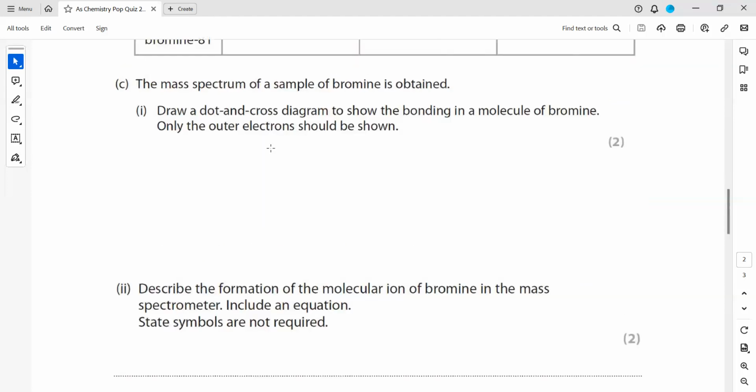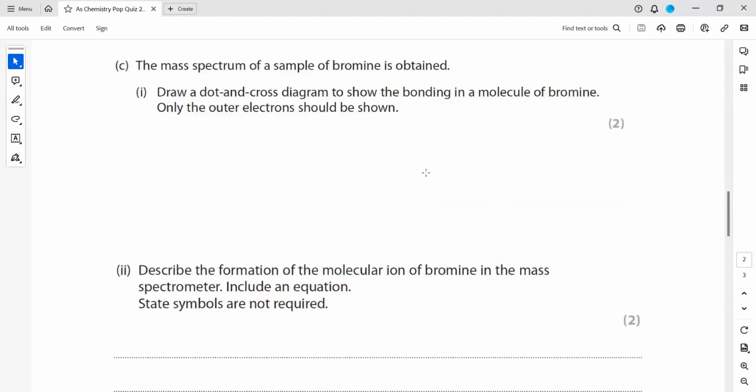In part 3, the mass spectrum of a sample of bromine is obtained. Draw a dot and cross diagram to show the bonding in a molecule of bromine. Only the outer electrons should be shown. So you have to show outer electrons only. As bromine belongs to group 7, it will share one electron. So each bromine will share one, that will be between them, and the unshared electrons will be 6.